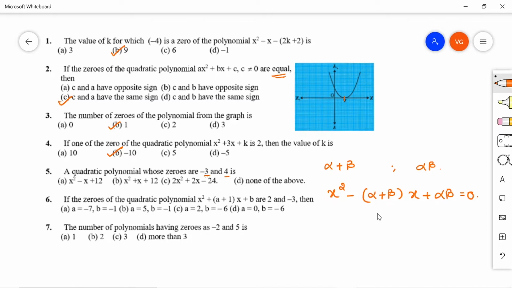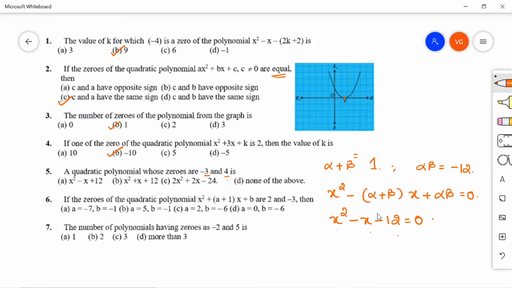This is a very frequently asked question. As you are given the two zeros, find out the sum of the zeros and the product of the zeros. So minus 3 plus 4, right? That is nothing but 1. Sum of the roots is 1 and the product of the roots is minus 12 here. So put it back in the formula: x square minus x minus 12 is equal to 0.